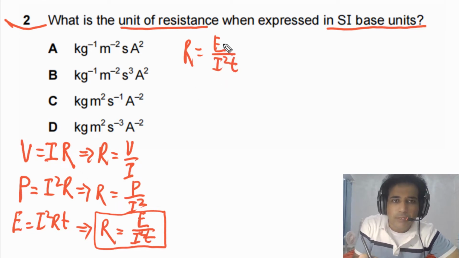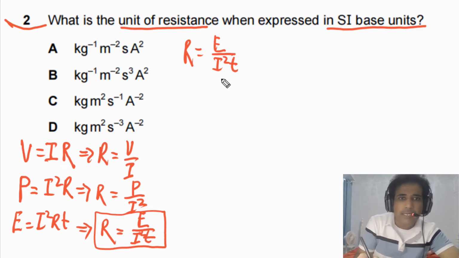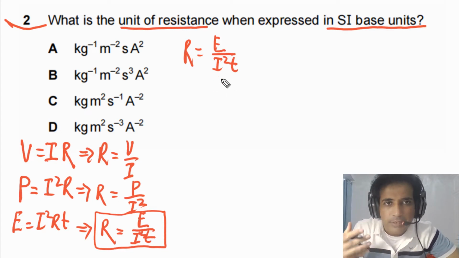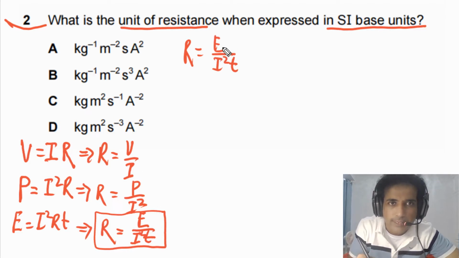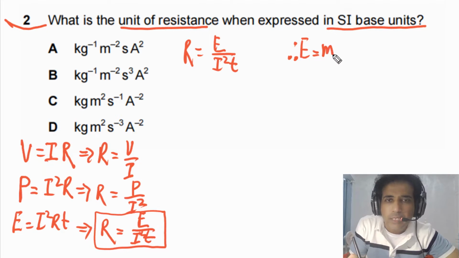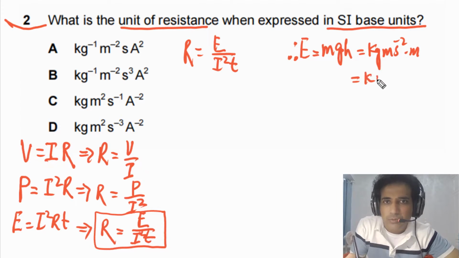Now we need to express E, I, and T in SI base units. I and T are SI base quantities, but we need to express energy in terms of SI base units first. There are different forms of energy, and we can take any form. SI base units will be the same. For example, if we take mgh, we can write kg meter per second squared times meter. So we can write kg meter squared per second squared.